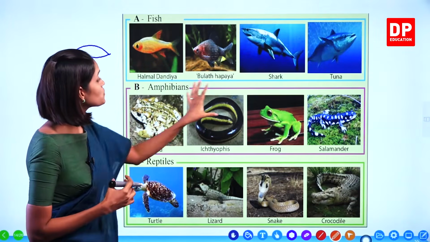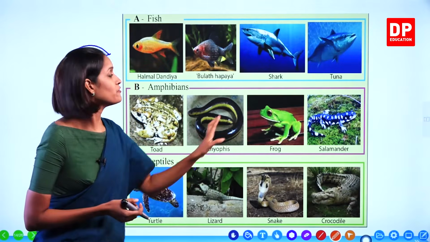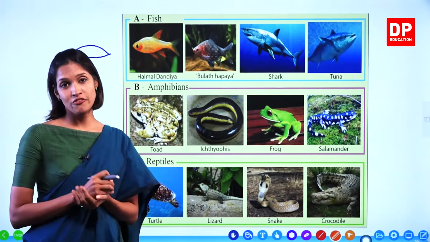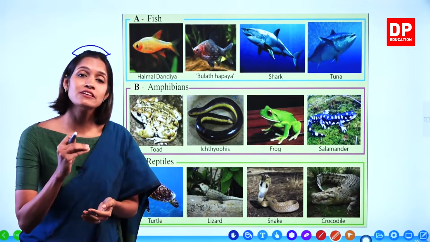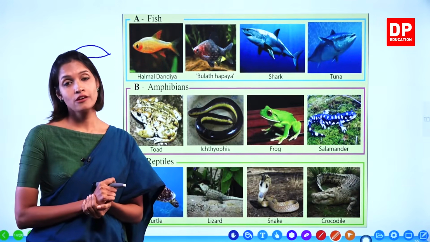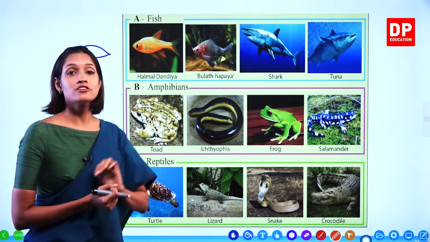Okay, these adults use lungs to breathe. But what about the frog? You all know that frogs lay their eggs in water and tadpoles come out of these eggs. And tadpoles live in water, therefore tadpoles have gills to breathe. Okay? But when it comes to adult frog, they have lungs to breathe.